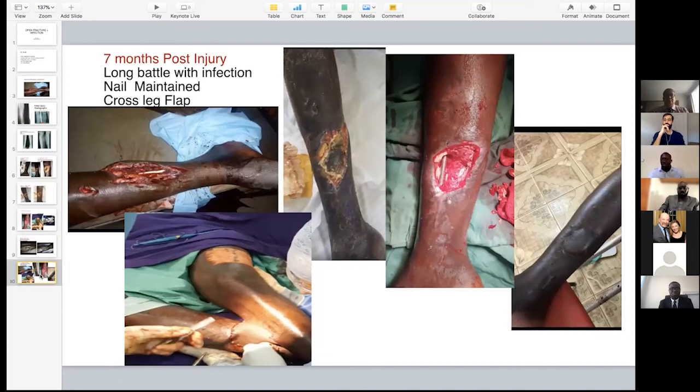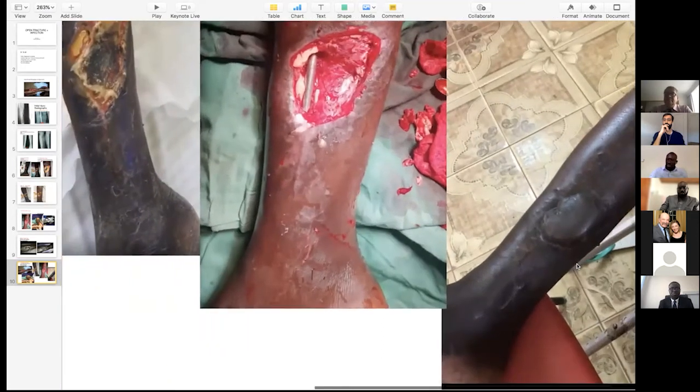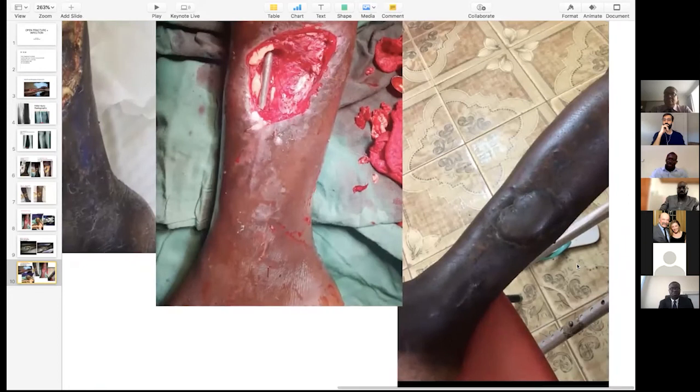If you see the last on the far right, is the flap area fully integrated. I wish I could have shared my slide. Yesterday, we managed to get to him and he sent us a video of him walking. He's a manual laborer and he's already back to work doing what he was doing. And both the flap and the donor site are fully healed and he's fully weight bearing without any issues. So we intend to bring him back to do his follow-up x-rays. Unfortunately, he couldn't make it because he had some family issues and engagement.